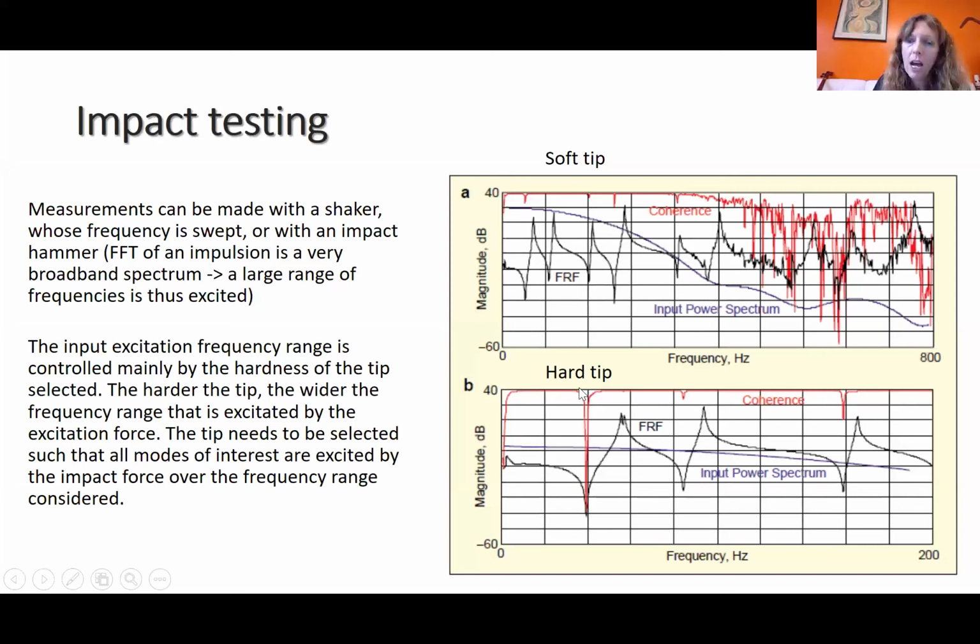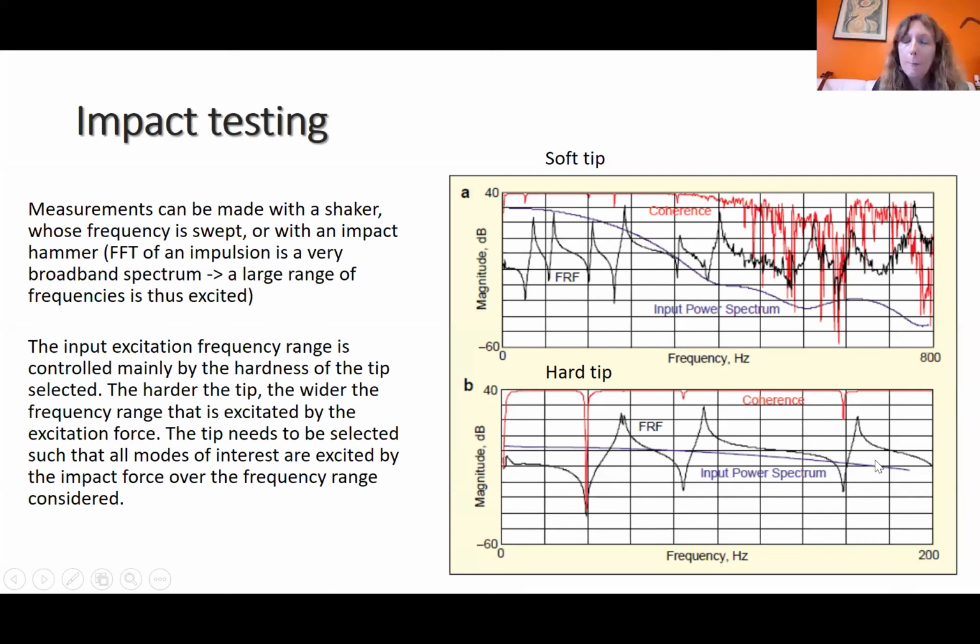Now, this is with a hard tip. And I think that there is a mistake here, that shouldn't be 200, but 2000. And then you can see that with the hard tip, the input power spectrum is rolling off much more slowly. So that means that you can have higher energy input for a larger band of frequency. And that shows you then a very nice coherence up to 2000 Hertz.